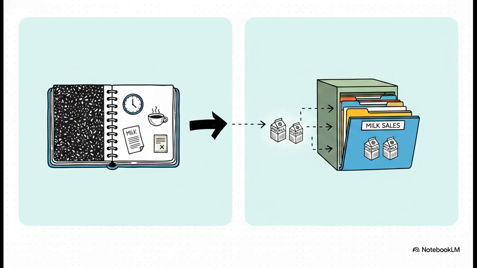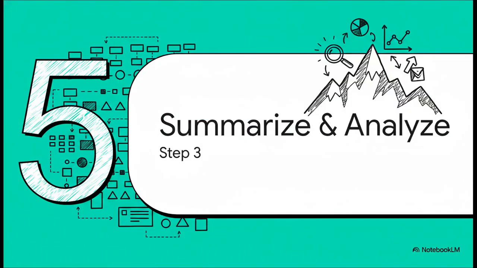But that diary gets really hard to read if you just want to know your total milk costs for the entire month. That is exactly where classifying comes in. The ledger is where you take all those daily milk purchases and group them together into one specific milk expense file. Make sense, right?